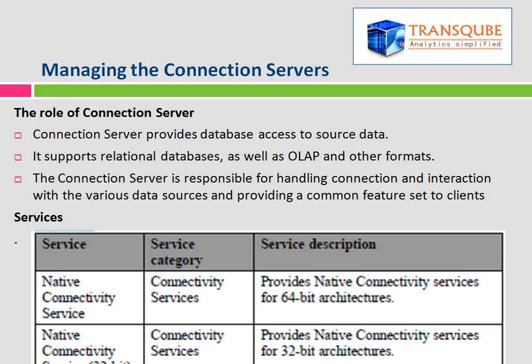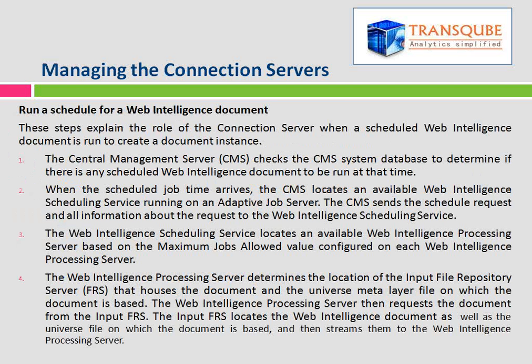One for 64-bit, other one is for 32-bit. Previously, in the previous versions, let's say 3.1, you don't have these 2 segmentation. You will have 1 connection server. With the 4.0, you have 2 services here. Okay, this whole idea is to explain the process related to the connection server in this context.